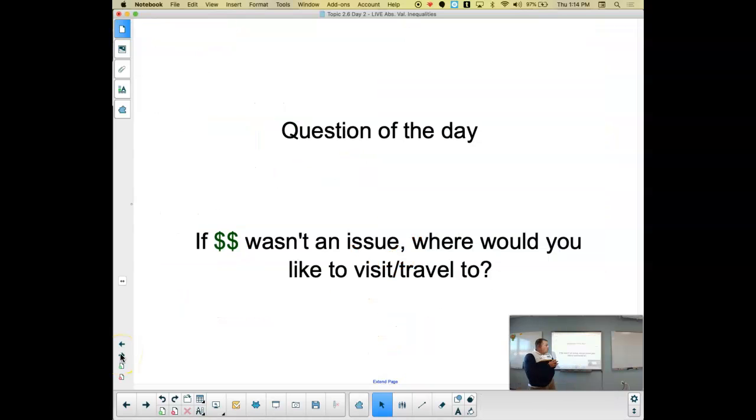Okay. Question of the day. If money was not an issue, where would you like to visit or travel to? Okay. My answer for the question of the day is I would like to go into space. I want to go into space and see what the Earth looks like from up on high. So if you type that and put that into the chat, that would be great.